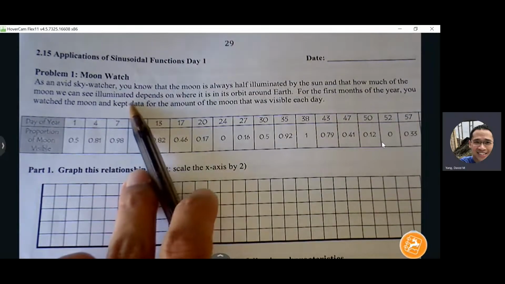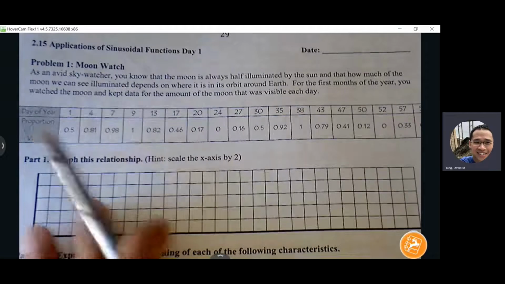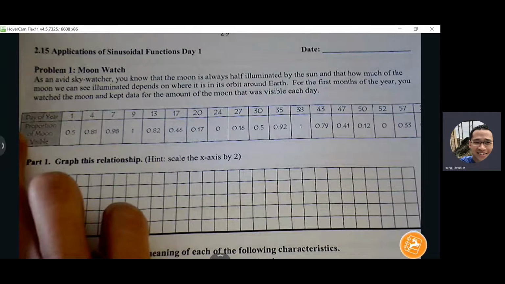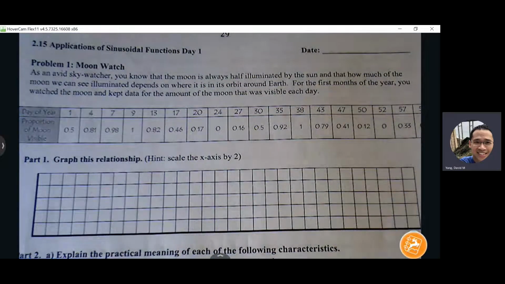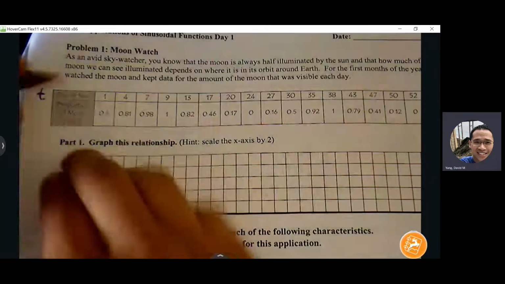All right, so problem number 1. As an avid sky watcher, you know that the moon is always half illuminated by the sun, and how much of the moon we can see illuminated depends on where it is in orbit around the Earth. For the first month of the year, you watched the moon and kept data for the amount of the moon that was visible each day. So the first row is the day of the year, which we'll let be T. T will be our x-axis variable. And the proportion of the moon visible, we'll let that be the y-axis.